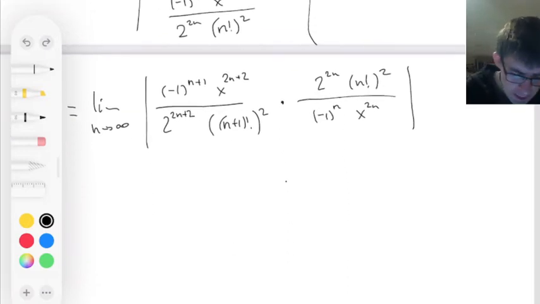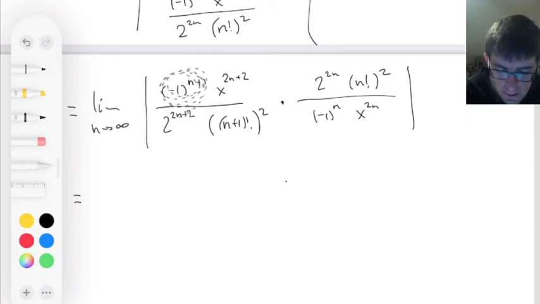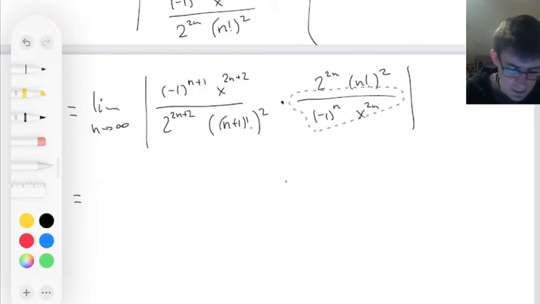First of all, the absolute values. What's going to be the effect of the absolute values? We have absolute value signs that are going to cancel out this part and this part, right? The minus ones.